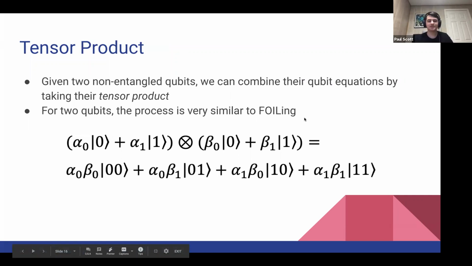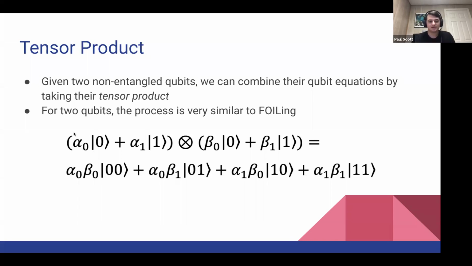And the way that we're going to do that is using something called the tensor product. Given 2 independent non-entangled qubits, we can combine their qubit equations by taking their tensor product. The tensor product can be applied to more than just 2 qubit states, like 3 qubits, 4 qubits, etc., but for simplicity's sake, I'm keeping it to just 2 individual qubits. This little symbol, the circle with the X, is the tensor product symbol. And the process for combining them is really similar to how you would do foiling with a quadratic equation.